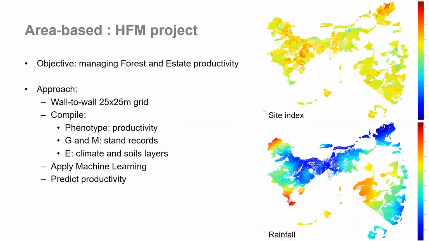And the images on the right there illustrate productivity in terms of site index at the top there, and then also illustrating one of the environmental layers that we input to the model. In both cases, we can see that there's complex variation in both the productivity and the underlying environmental layer in this case.